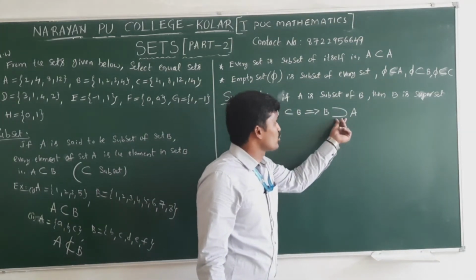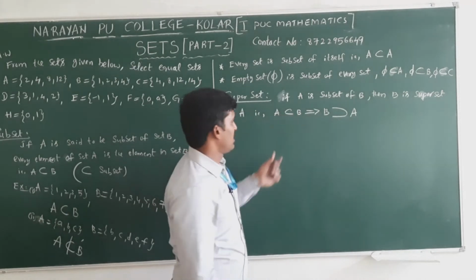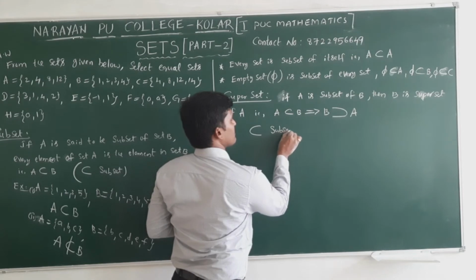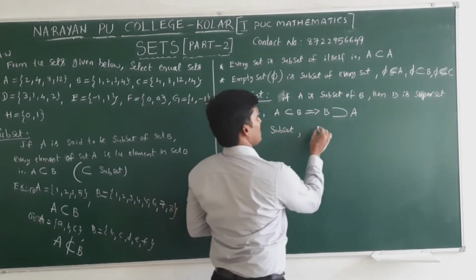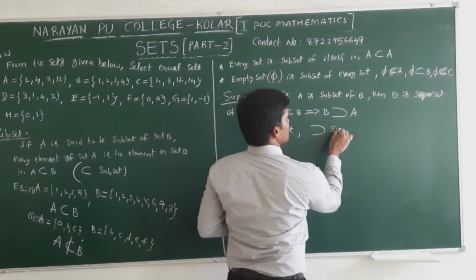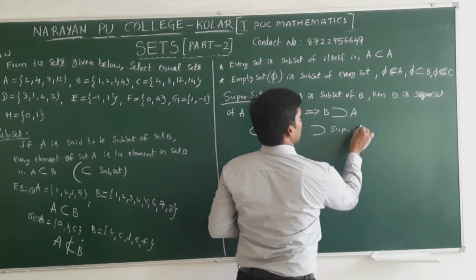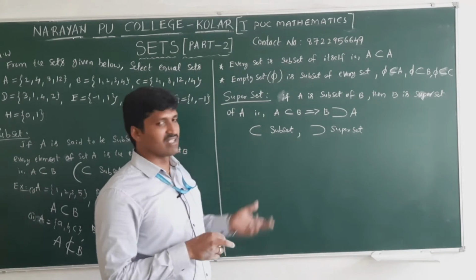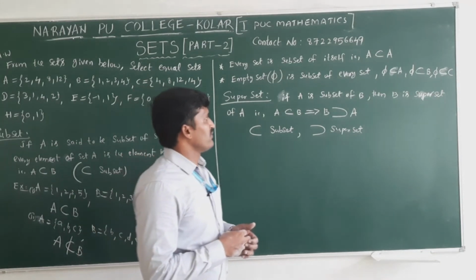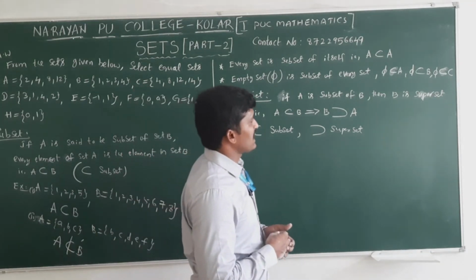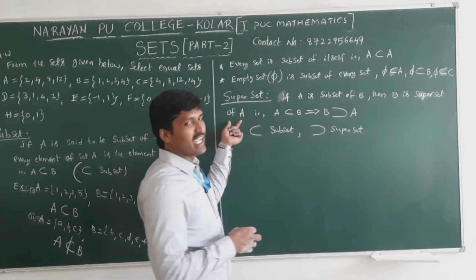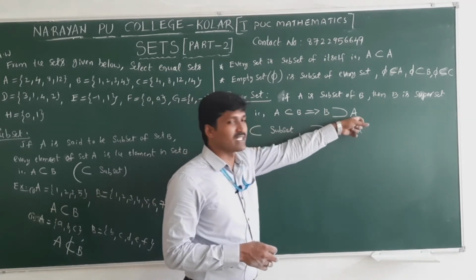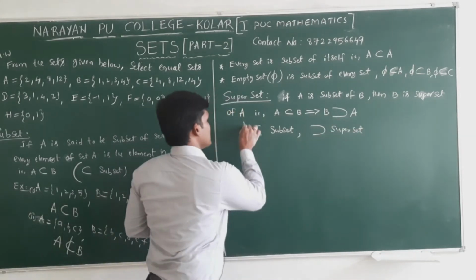This is the symbol for superset. This is subset. Repeat again. This symbol's name is subset. This symbol's name is superset. Just by reversing the symbol, the name changes. If A is a subset of B, then B is a superset of A. This is the meaning. Okay? The symbol's name, remember?